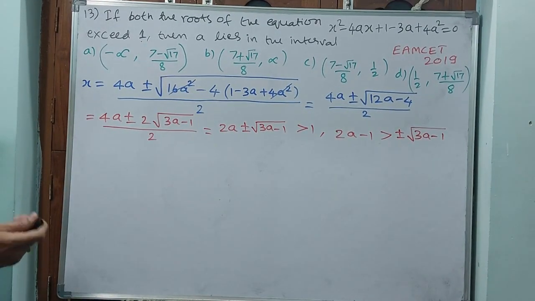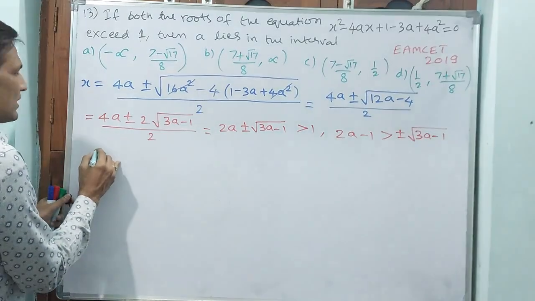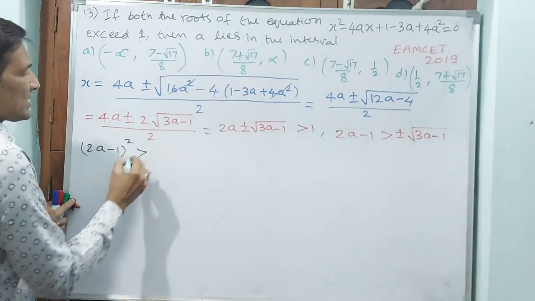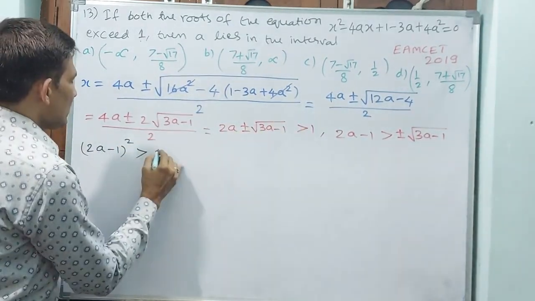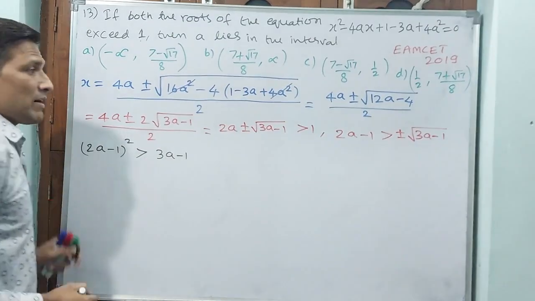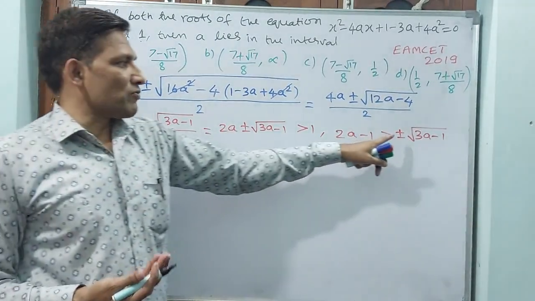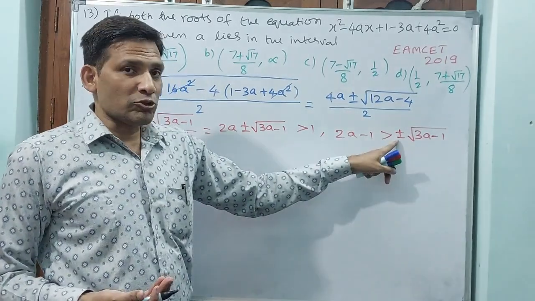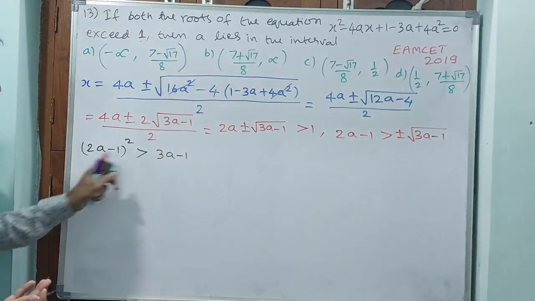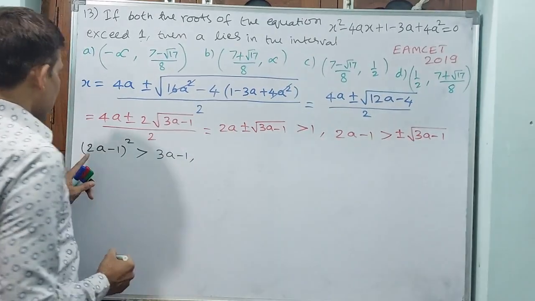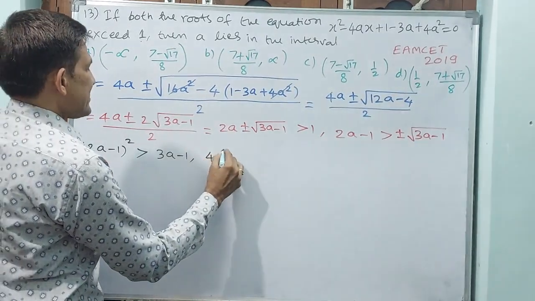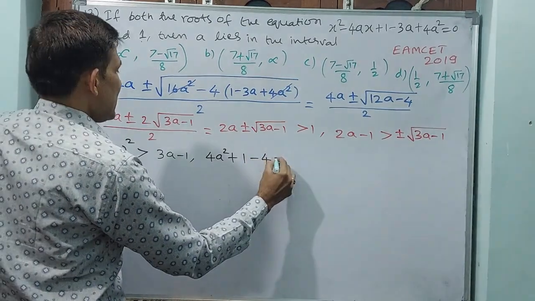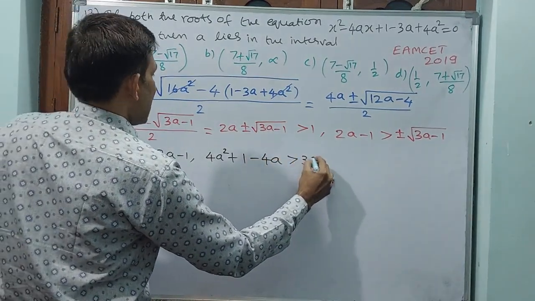Now I want to remove the plus or minus. What to be done? Simply square both sides. Squaring on both sides, I am writing: 2a minus 1 whole square is greater than 3a minus 1. That's all. Why? Because plus or minus will not be there. While squaring, your square root is going to disappear, but minus is also going to become plus. Now you square this: 4a square plus 1 minus 4a will be greater than 3a minus 1.